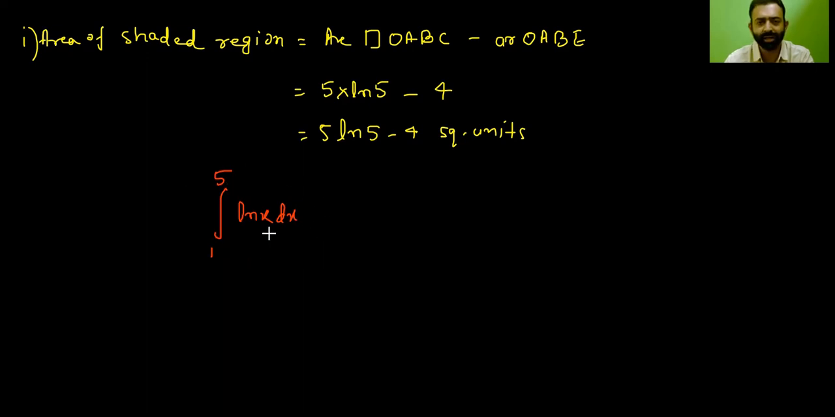Right? This area we have shown is equal to the area of OABE. Geometrically, magnitude wise, this area is equal, though the functions are different. Hence, this area is equal to 5 ln 5 minus 4. Okay?